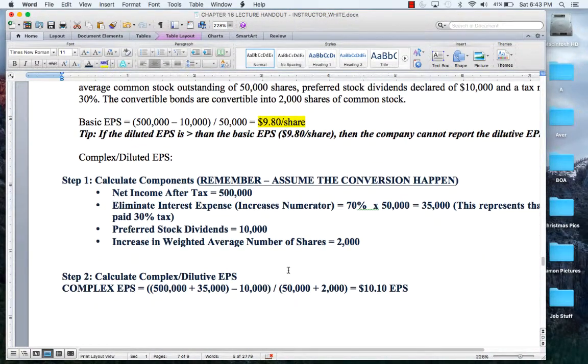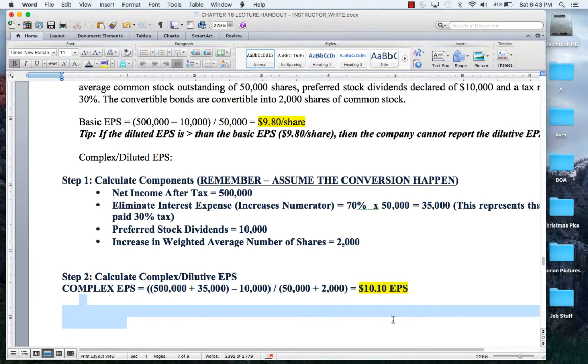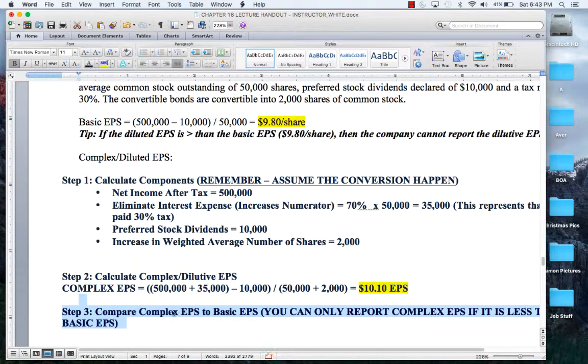Then you're going to divide that by the weighted average shares outstanding plus the new shares that were reflected because of the convertible debt becoming common stock of $2,000. This will give you an earnings per share of $10.10. Your third step in the process is now comparing the two.